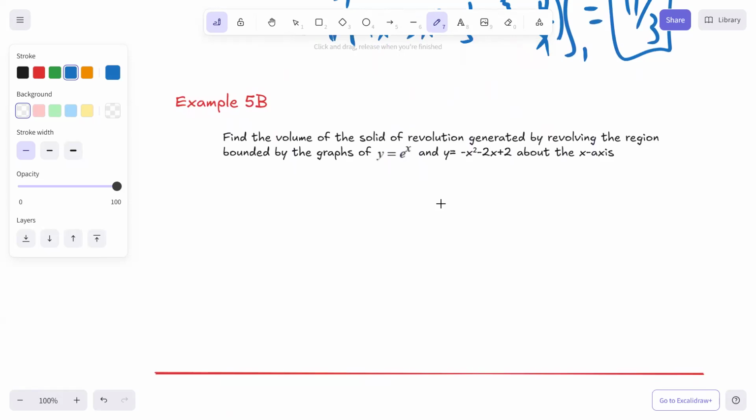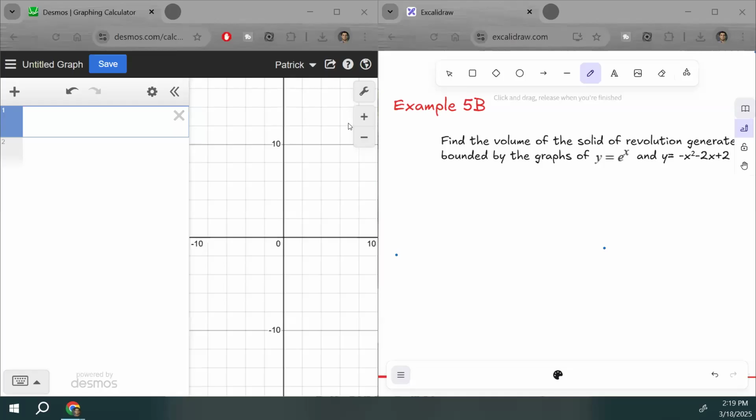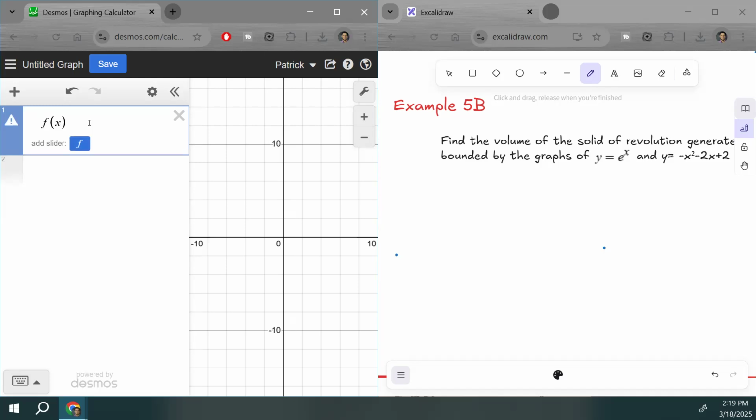Find the volume of the solid of revolution generated by revolving the region bounded by the graphs of e to the x and this graph, negative x squared minus 2x plus 2, about the x-axis. I'm going to show you how to do this on Desmos and what to put for the work on the AP exam.